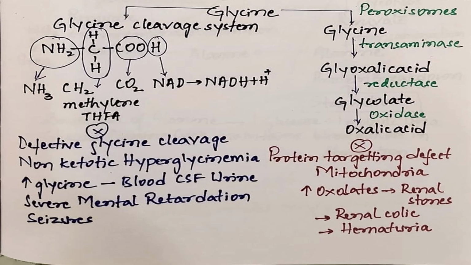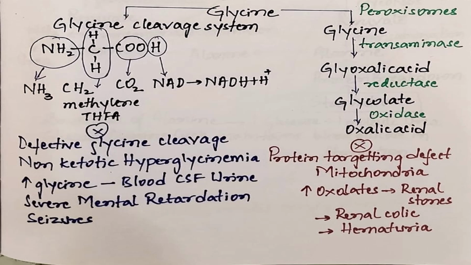Now this NH2 is released as ammonia by deamination. The carboxyl group is released as carbon dioxide by decarboxylase enzyme. The hydrogen atom is accepted by NAD, which gets reduced to NADH and H+, and this CH2 is taken up by tetrahydrofolic acid, which becomes methylene tetrahydrofolic acid. Now whenever this glycine cleavage system is defective, it results in a rare inborn error of metabolism called non-ketotic hyperglycinemia, characterized by increased glycine in blood, CSF, and urine.